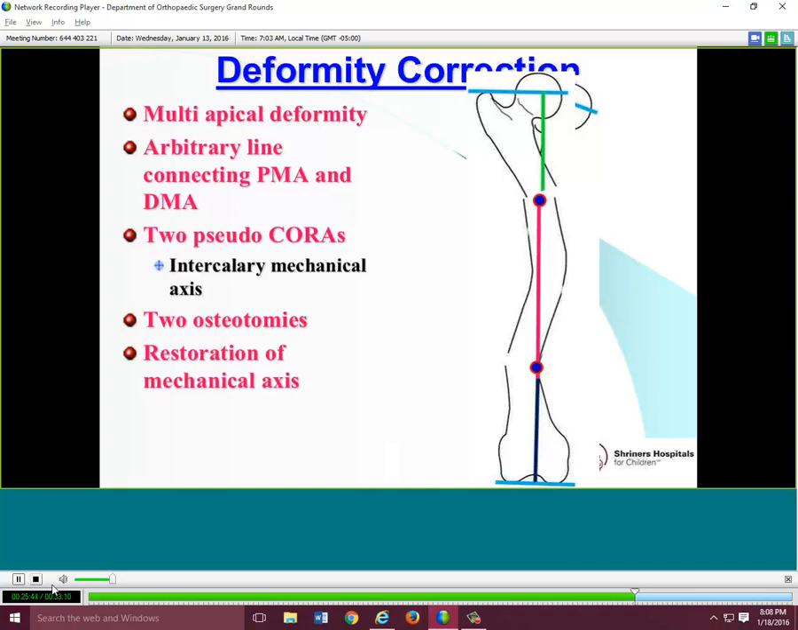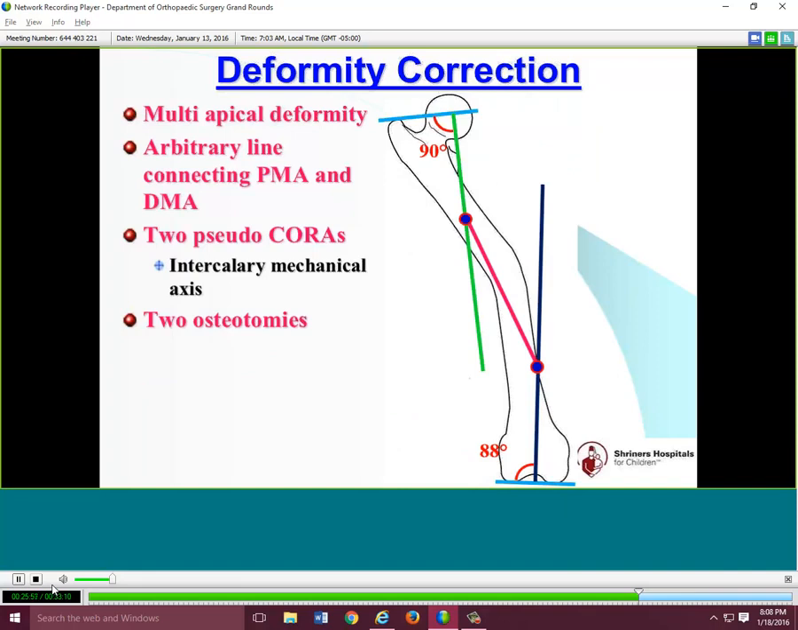And again, this is one of those things where playing a little bit with pen and paper or with computer programs helps with your pre-planning, but at least gives you an idea of how to do it. And to be honest, when I was putting this talk together, I played a fair amount with what I was going to do with that intercalary mechanical axis. I wasn't sure exactly where to put it initially to get the best correction. Because what you want to avoid is a lot of translation across an osteotomy site, so you have as best a chance of healing as possible.